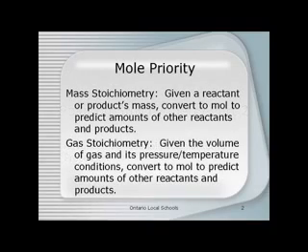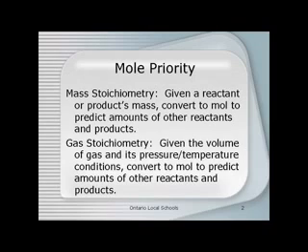In part one of the solution stoichiometry series, we dealt a lot with how to get to the mole when given a volume of solution and concentration of the solution. So the mole will always be a priority in stoichiometry. In mass stoichiometry, we've been given a reactant or product's mass and we convert to moles so that we can predict the amounts of other reactants and products. We cannot compare masses directly, but we can compare quantities of moles directly, and that's the whole function of a balanced equation and our stoichiometric calculations.